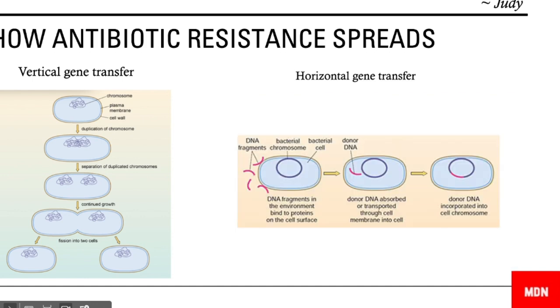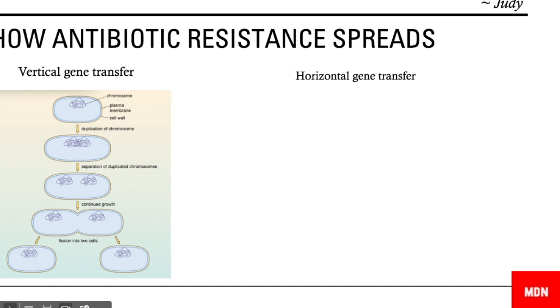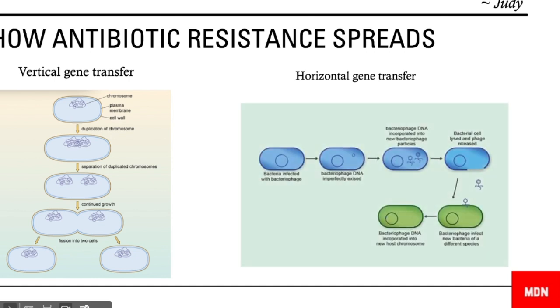And this is transformation. DNA fragments in the environment can be taken up by bacteria, and then this fragment is incorporated into the bacterium's genetic information. So then it produces different proteins that can be used by the bacteria in resistance. Next. And then this is transduction, which is used by viruses.